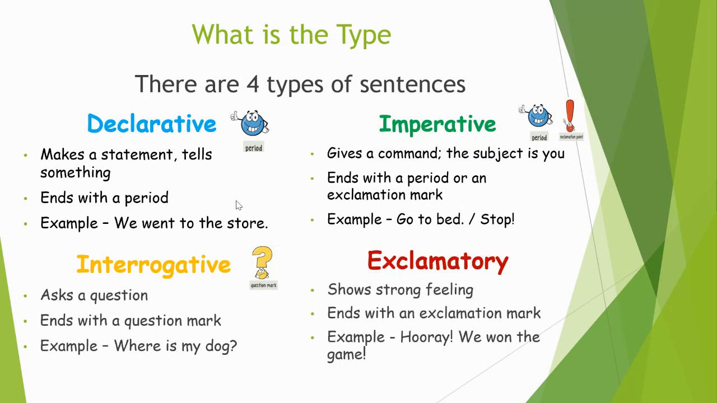And our last type of sentence is an exclamatory sentence. This type of sentence shows strong feeling. It ends with an exclamation mark. An example would be, hooray, we won the game! This is showing how someone feels. It's showing us some excitement.